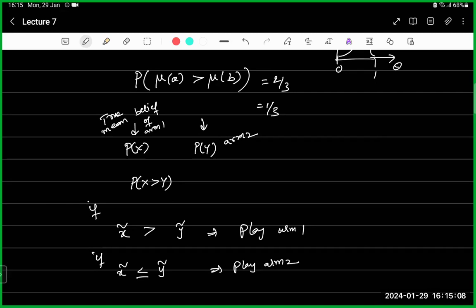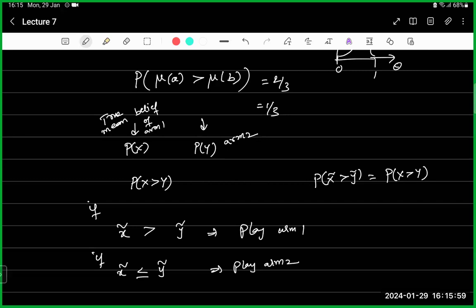Now, this is a random quantity, right? So with what probability are you playing arm one? What is the probability that x tilde will be greater than y tilde? The probability that x tilde is greater than y tilde is nothing but the probability that x is greater than y, right? Because you took one sample from this and one sample from this. Whenever that is true, you play arm one. So you are playing arm one with probability that x is greater than y. That is one way to do it, right? You just take one sample from this, take one sample from this.